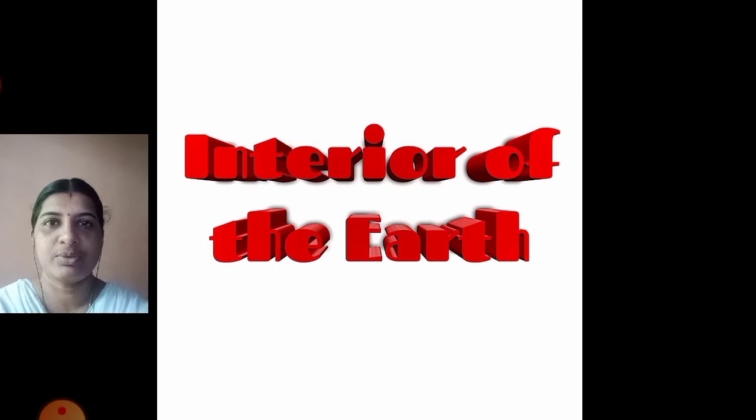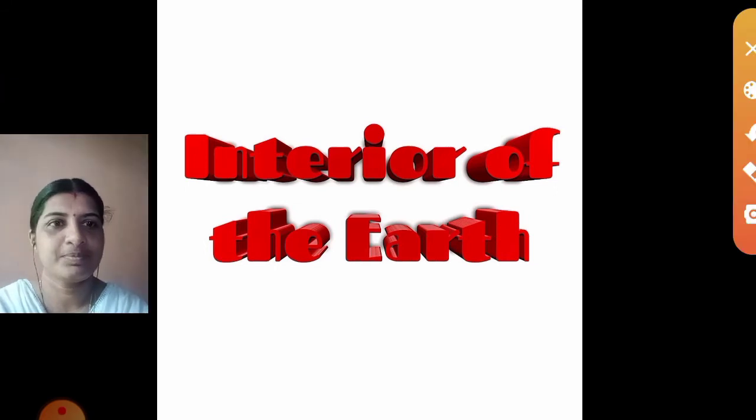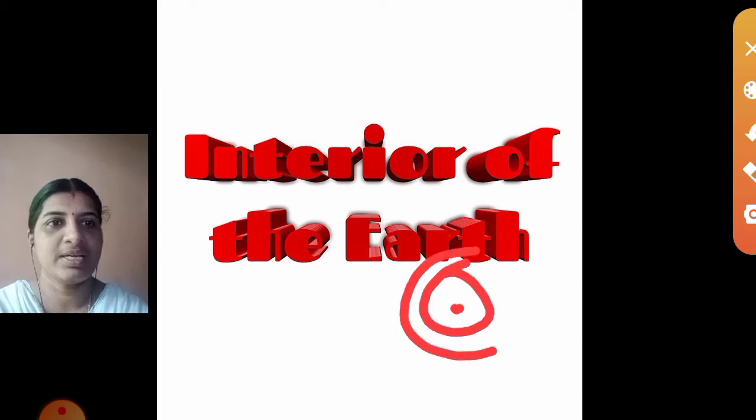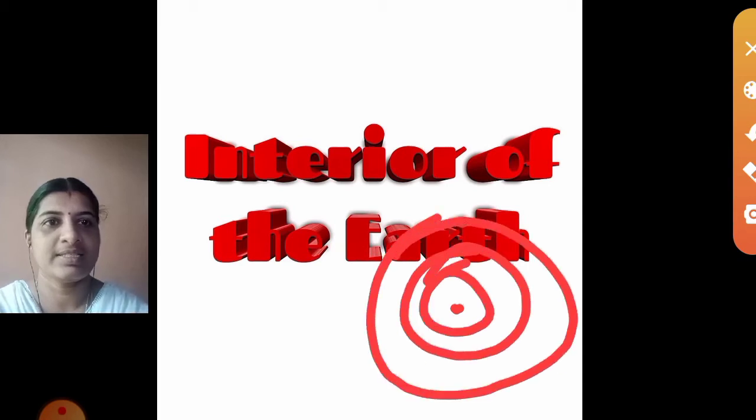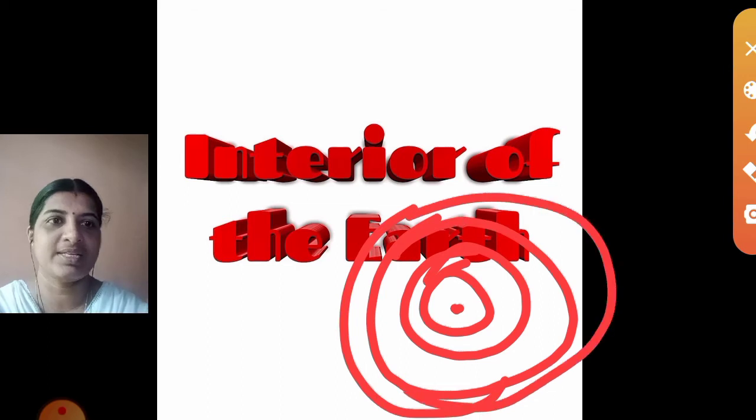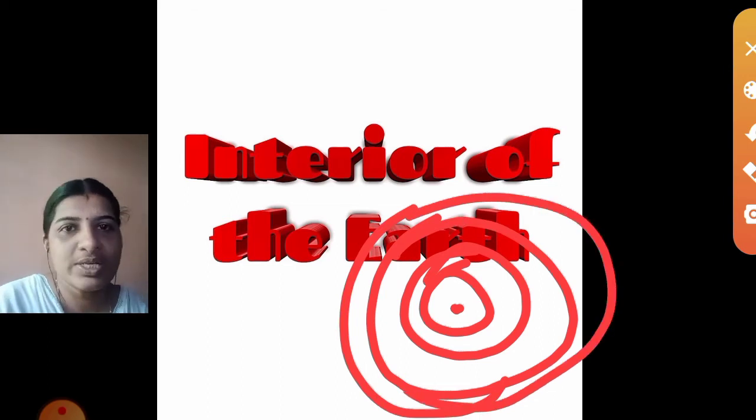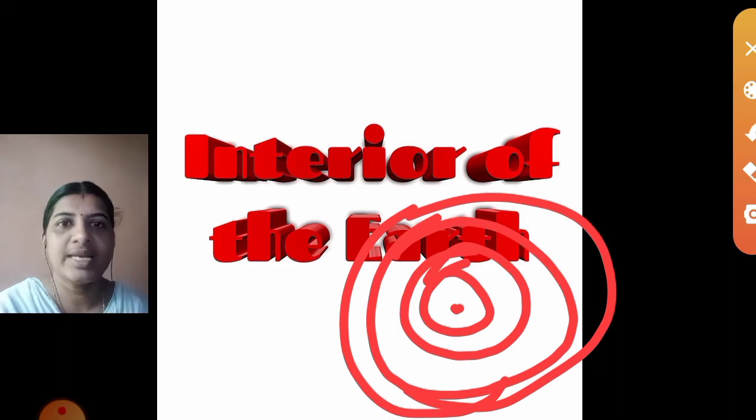I will show you the center of the circle. Then so many other circles with this as a common center. They are known as concentric circles. Like that, the interior of the earth is like an onion with concentric layers, one after the other. So many layers are there. Let us check which are the layers of the interior.